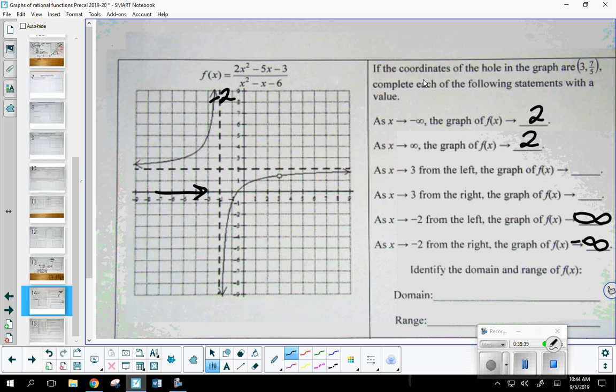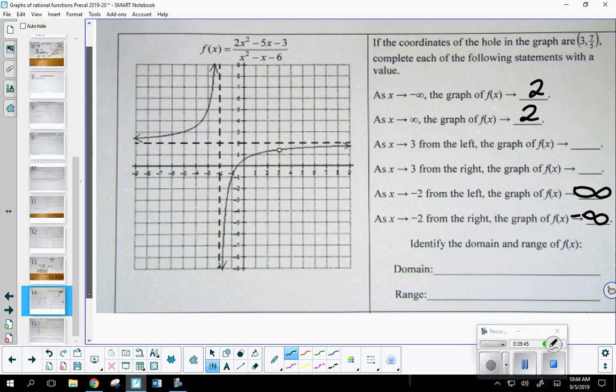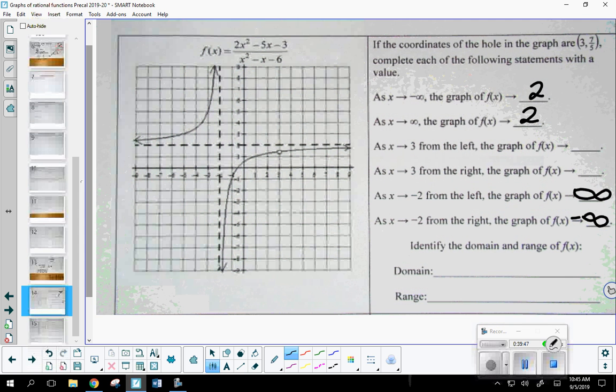Okay. Now, let's go back to 3. Do you notice anything? What is 3? It's the hole. Okay, what's the mathematical term? What kind of discontinuity? That's the removable discontinuity. Remember, those are the two we want to remember, infinite and removable, hole and vertical asymptote. Okay, as we approach 3 from the left and the right, what is the function y approaching?